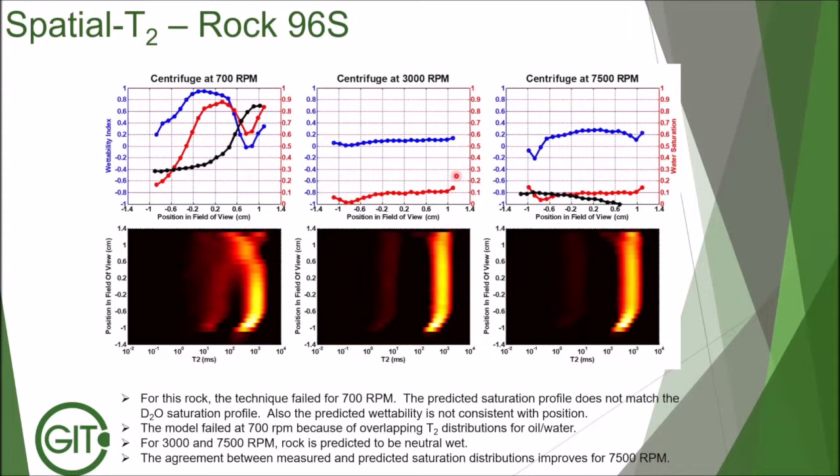Finally, this slide shows the predicted wettability and saturation profiles for rock 96S following centrifugation of the 100% water saturated rock with dodecane surrounding it at 700, 3000, and 7500 RPM. Again, the blue traces are the wettability as a function of position, the red traces are the saturation as a function of position, and the black traces are the saturation as a function of position as recorded in a separate D2O experiment. For this rock, the wettability analysis failed for 700 RPM. The predicted saturation profile, shown in red, looks nothing like that measured with D2O, shown in black.